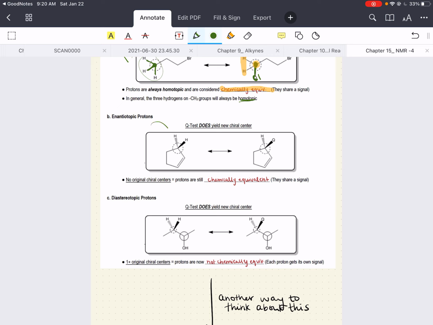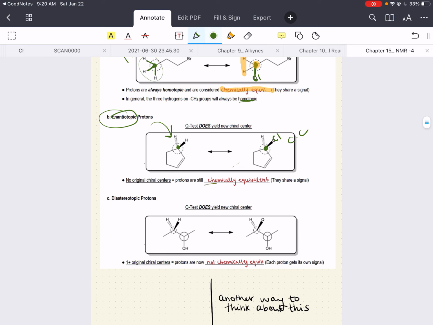All right, so let's look at this example right here. Are these 2 hydrogens chemically equivalent or not? Well, we don't know. Let's replace one of the hydrogens with a chlorine. Cool. Now, is this site now a chiral center? Absolutely, it's a chiral center. It's bonded to 4 different types of groups. Guess what? There's also no other chiral center in the molecule. So it meets the 2 criteria. We formed a new chiral center, and there are no other chiral centers. That means these hydrogens are enantiotopic. They are chemically equivalent. They share a signal.